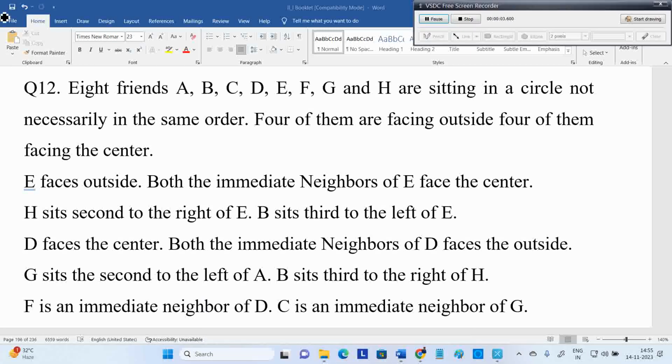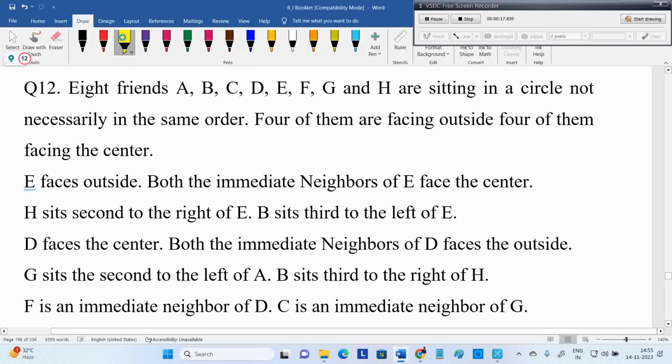Yeah, we are done with 11 questions so far. Now let's see about the 12th question in seating arrangements. This question is a bit special. Okay, a question related to circle. Everybody please go through this 12th question, the question related to the circle arrangement.